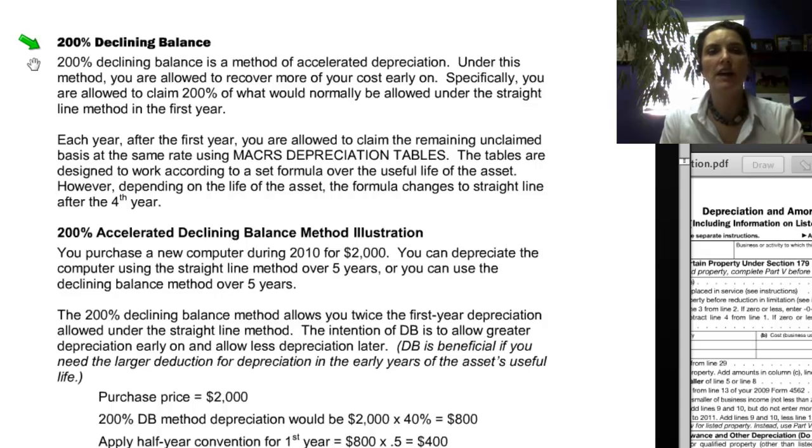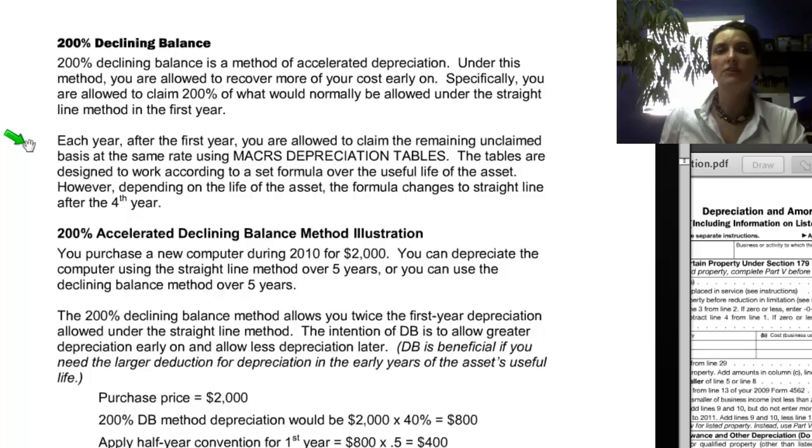Under this method, you are allowed to recover more of your cost early on. Specifically, you are allowed to claim 200% of what would normally be allowed under the straight line method in the first year. Each year after the first year, you are allowed to claim the remaining unclaimed basis at the same rate using the maker's depreciation tables. The tables are designed to work according to a set formula over the useful life of the asset. However, depending on the life of the asset, the formula changes to straight line after the 4th year.